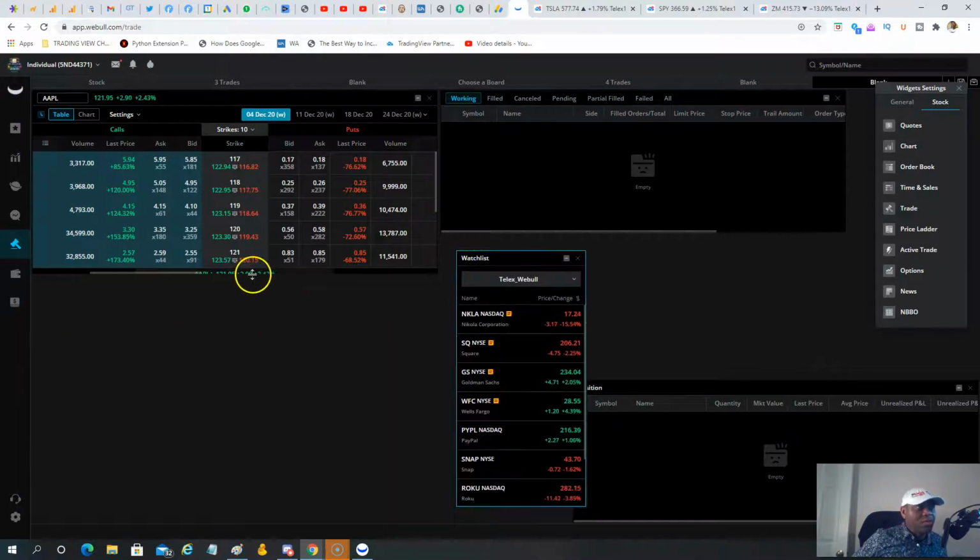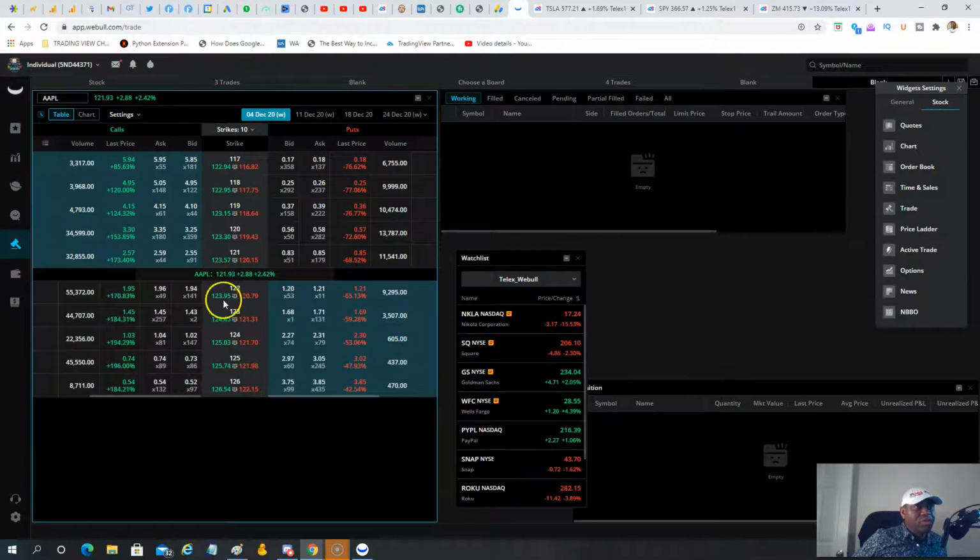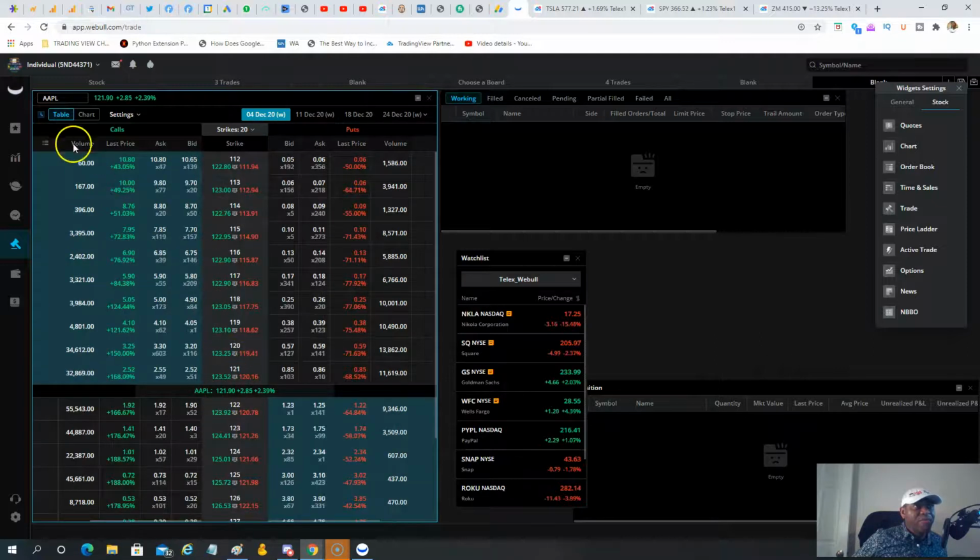All right, so here's the option chain. Here's the number of strikes that you can move, 20 or whatever. And as of now, the quotes are delayed by 15 minutes. Come on, Webull. And for reference only. That's nonsense.